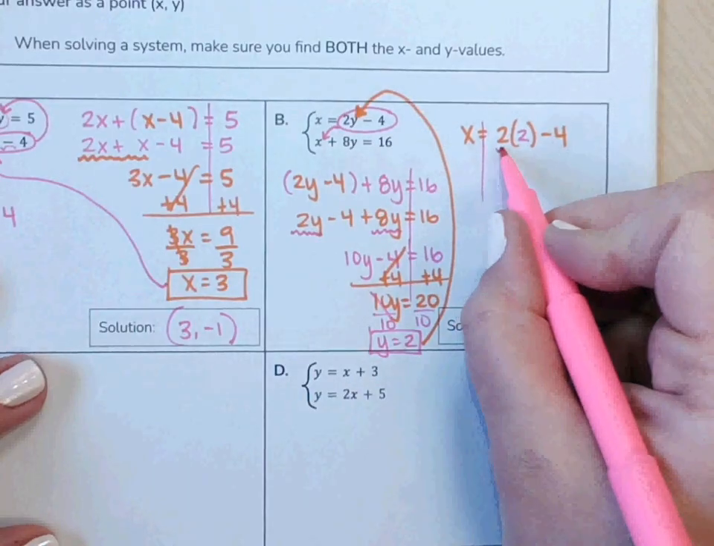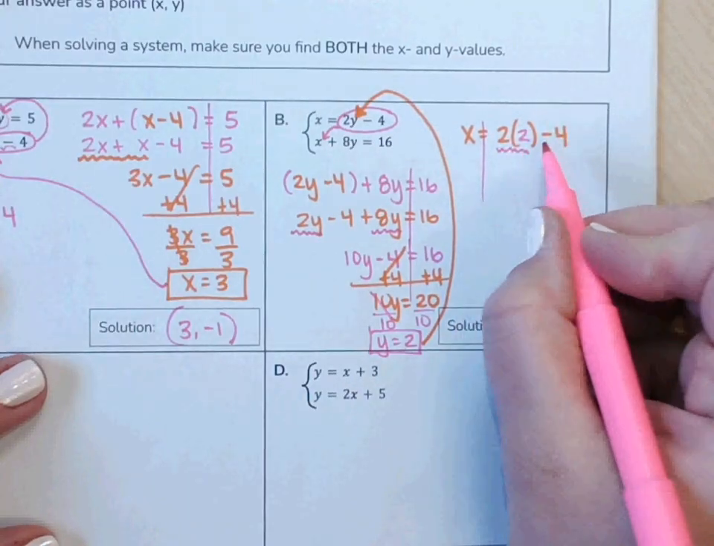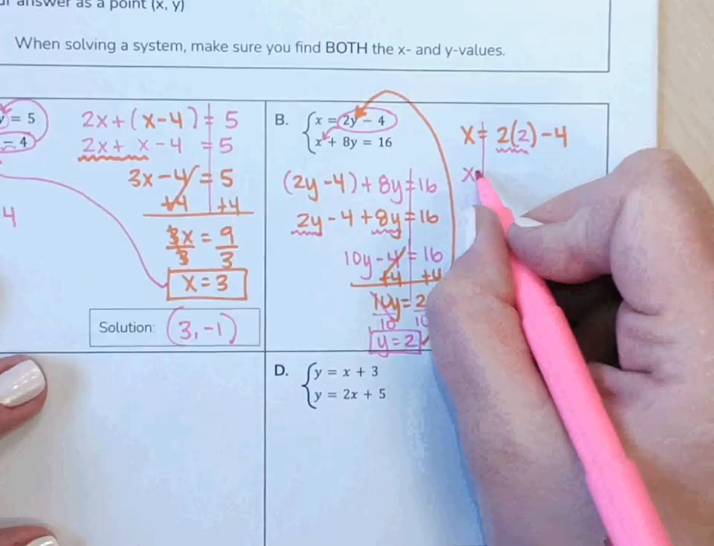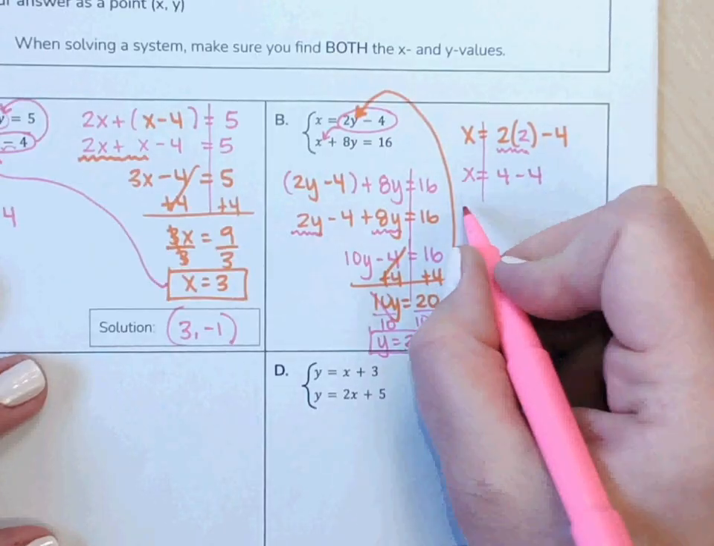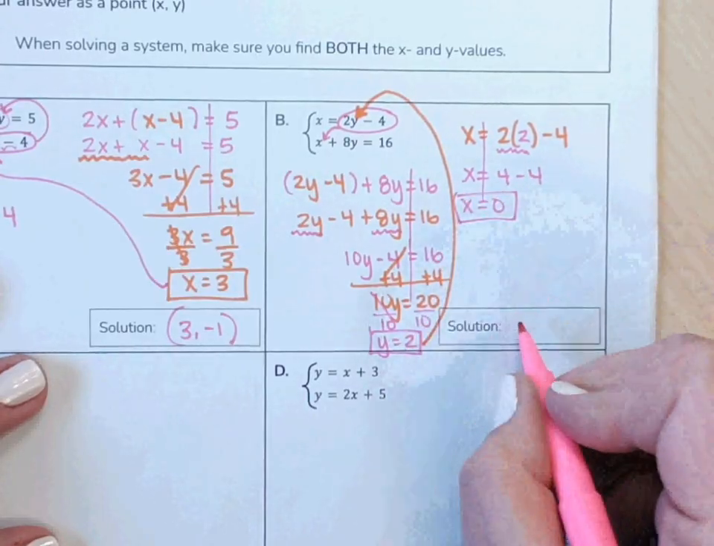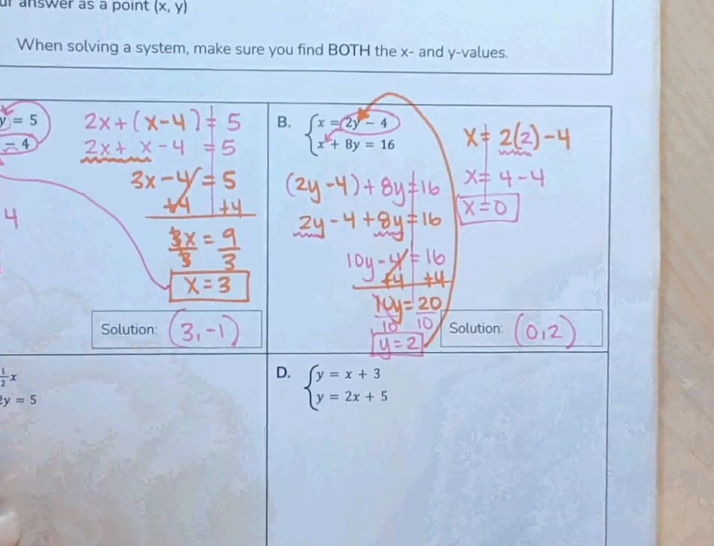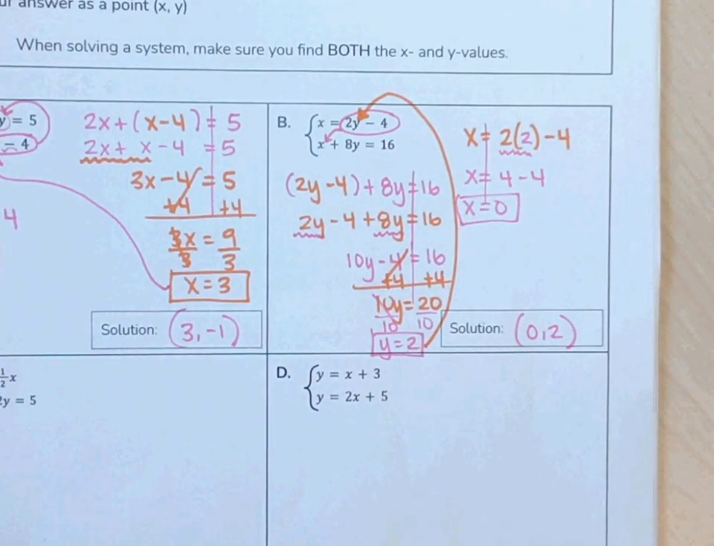I'm using order of operations to simplify the right side. 2 times 2 is 4. 4 minus 4 is 0. Hit pause, copy that down, and then try to beat me to the next problem.